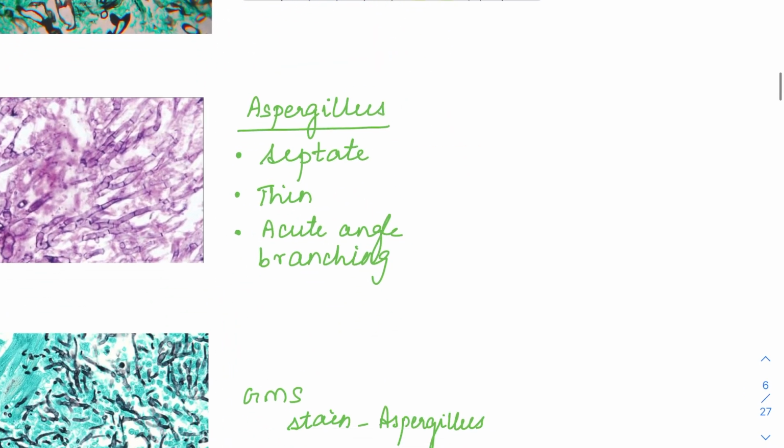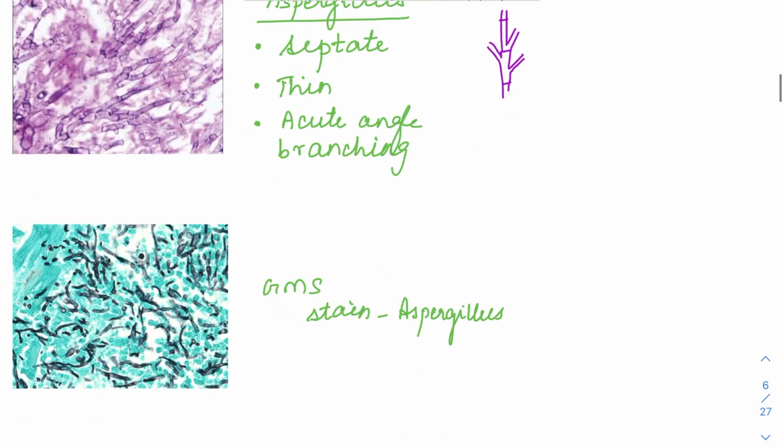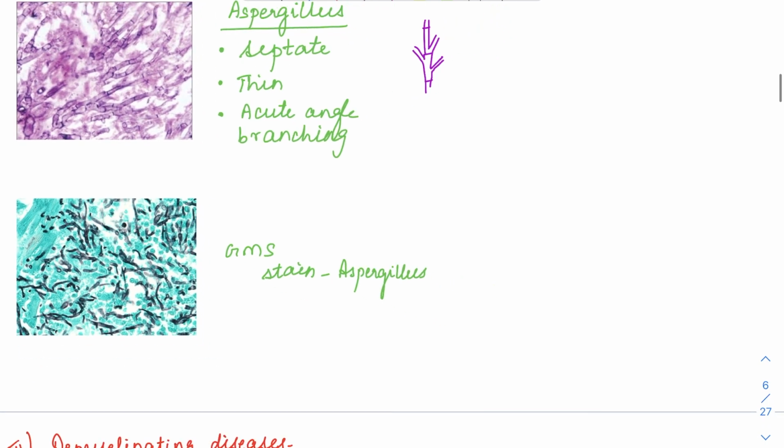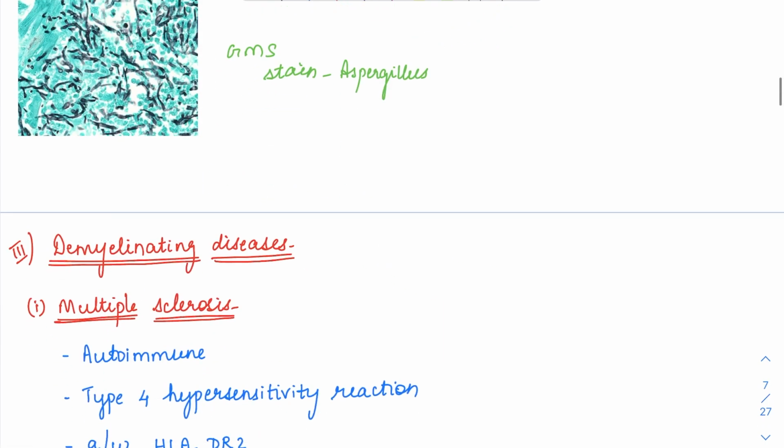Next, aspergillus is going to appear thin and septate with acute angular branching. So it will have acute angle branching and it will have lots of septae also. So septae are going to be present. This is the appearance of aspergillus. And here again, if you see, there is Gomori's methenamine silver stain which is highlighting these thin septate hyphae.